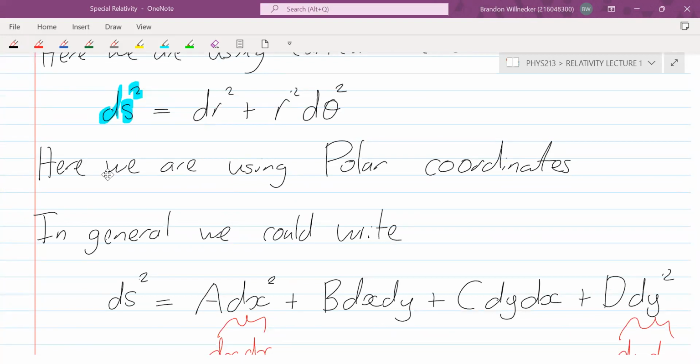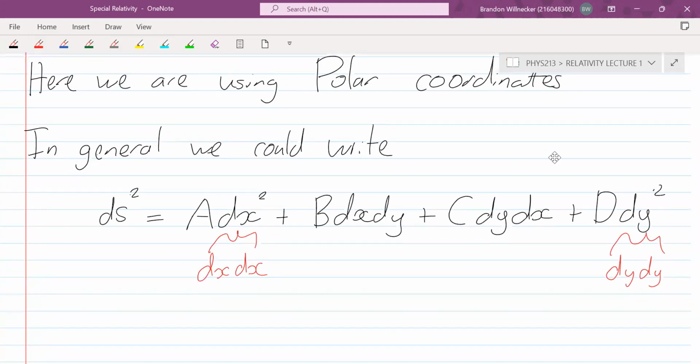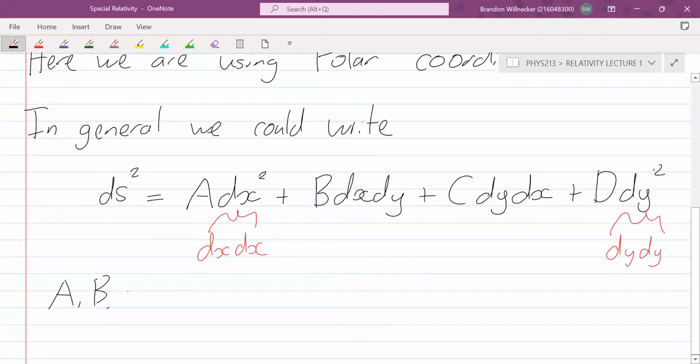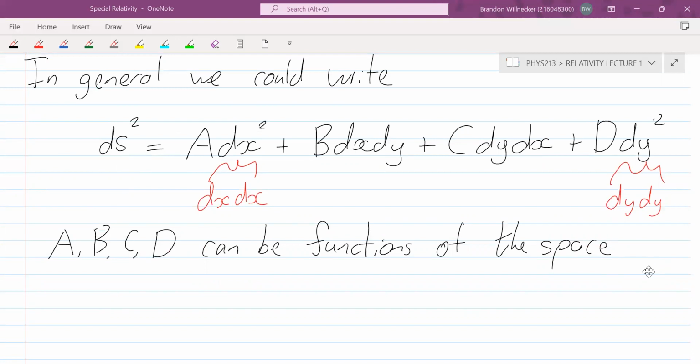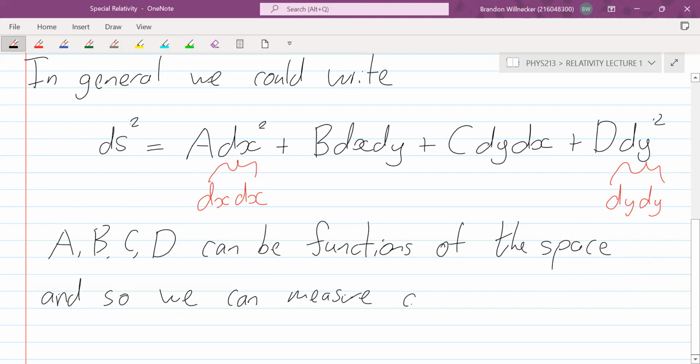And these coefficients, a, b, c, and d, they can also be functions of the space. So at different points, we can measure the length differently. So a, b, c, and d can be functions of the space. Okay. So if we were to measure a certain distance at a point x, y, and then at another point x prime, y prime, the ruler that we use to measure things could be different at different points in space. And so we can measure distances differently at different points in space.